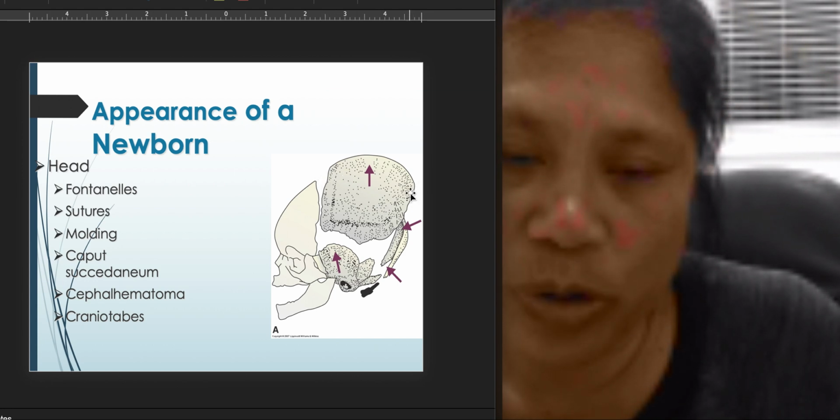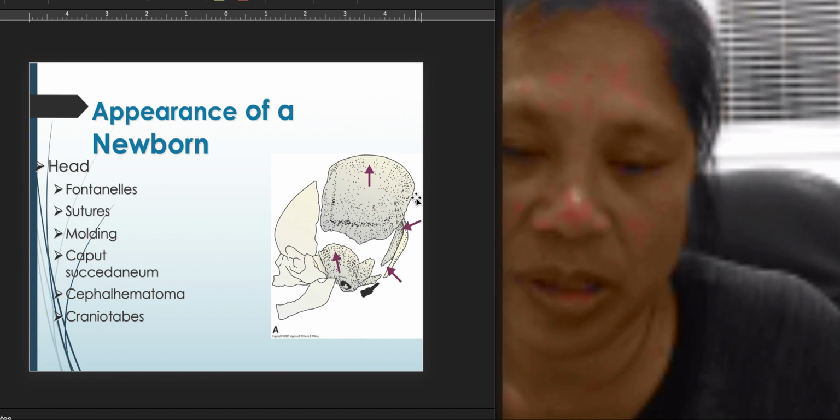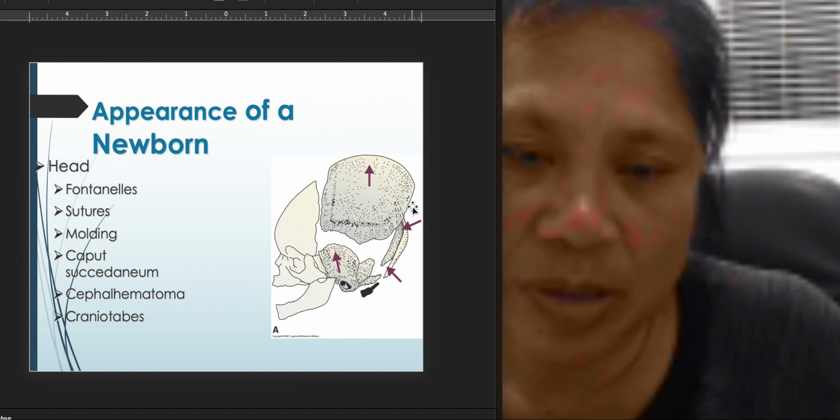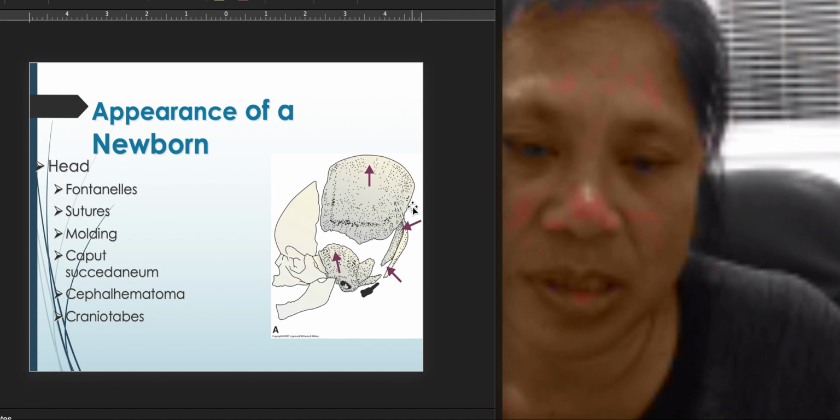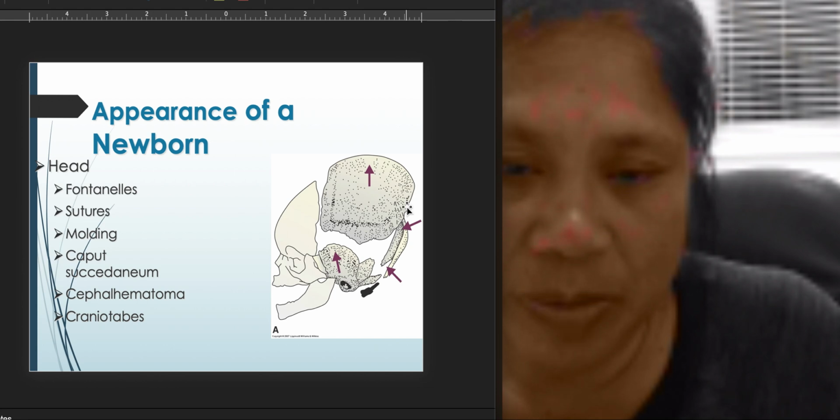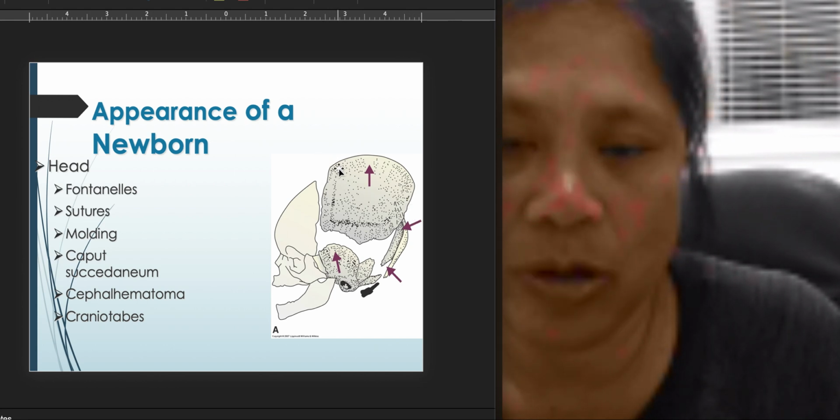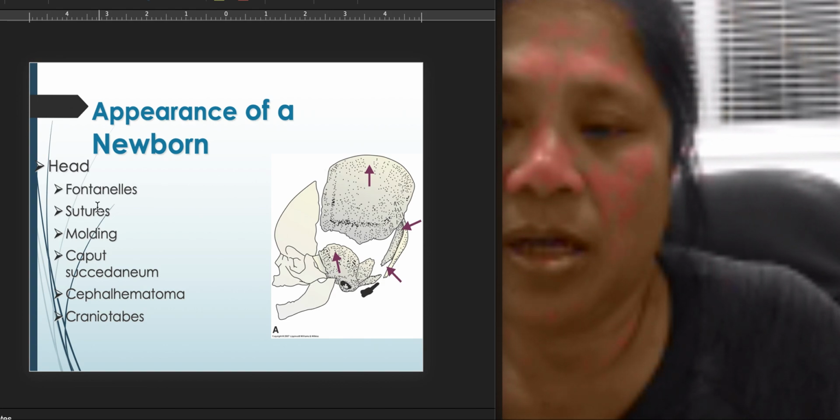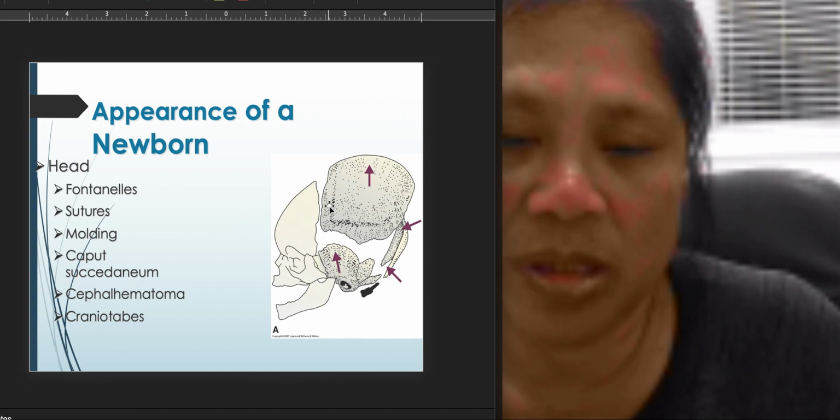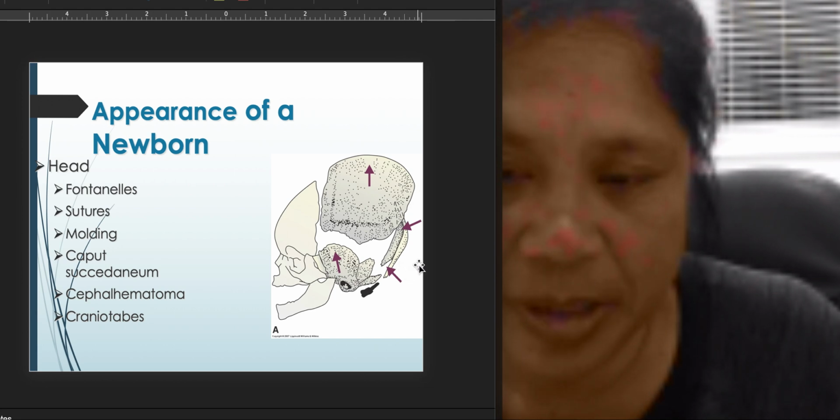And usually when they're born, the posterior fontanelle is closed. There might be some occasional instances where they might be born open, but in most cases they're born closed, the posterior. It's the anterior that's slightly open they're born with. You notice the sutures along the cranium here.